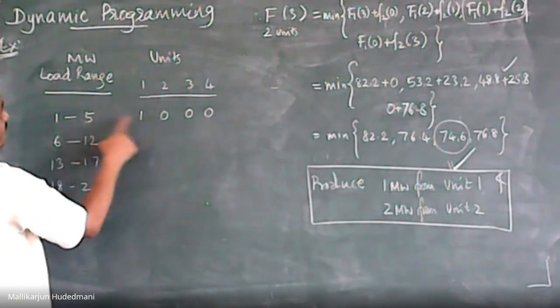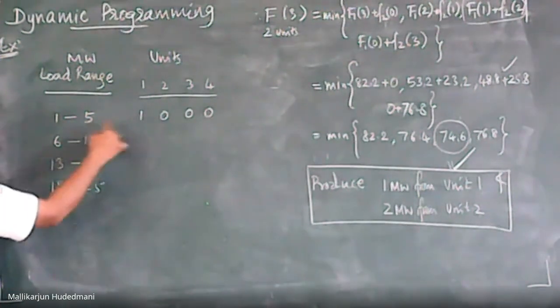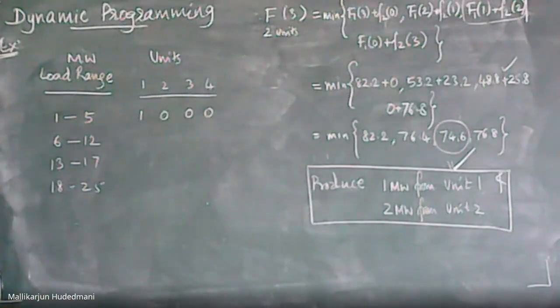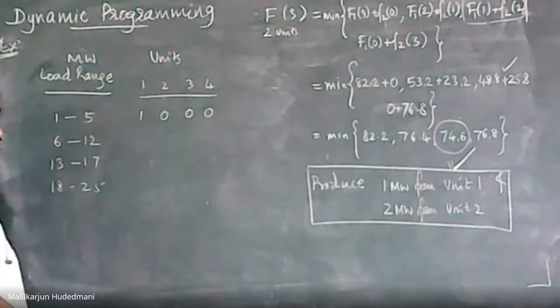Active 1 to 5 range. 1 megawatt, it may fulfill. 2 megawatt, it may fulfill. Up to 5 megawatt, it may fulfill. Let's an example. Because I am not giving a scale cost function. I am giving you an example how would the dynamic program be combined for several units for different slabs of load. Suppose 6 to 12, machine 1 may not be able to perform.